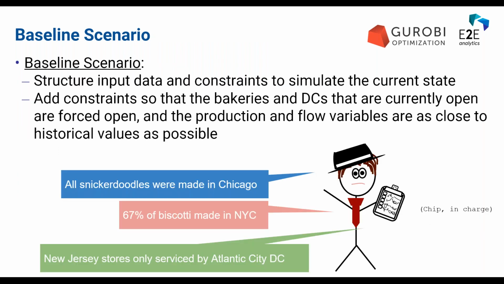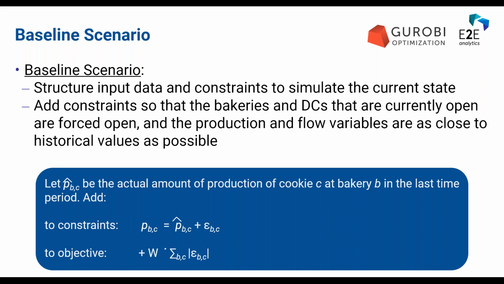All right, so to do our baseline scenario, we have to structure the input data and the constraints to simulate the current state. So we're going to go to Chip. Chip is going to tell us everything that happened last year, where the snickerdoodles were made, what % of biscotti was made in New York, things like this. He has this clipboard there with very serious notes on it. We're going to take all this information and we're going to put it into the model to try to recreate this baseline. So we're going to add a bunch of constraints.